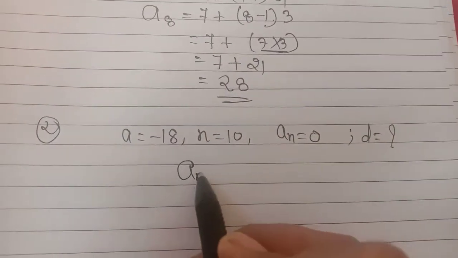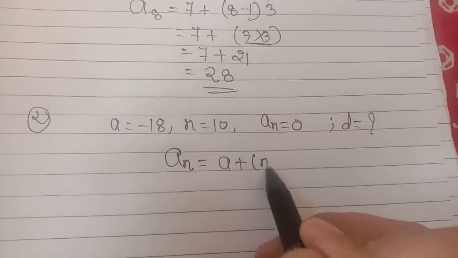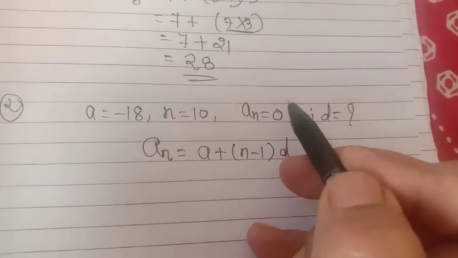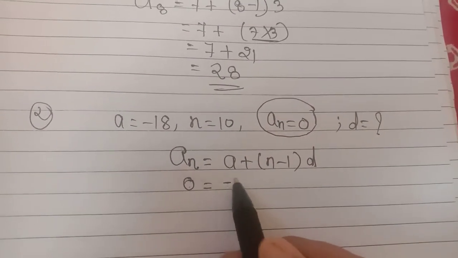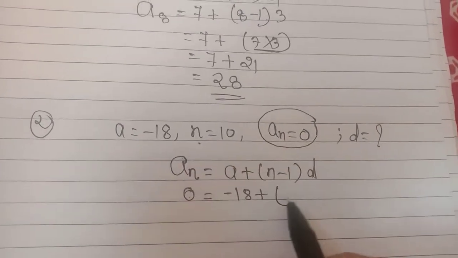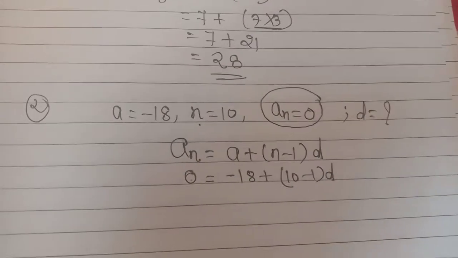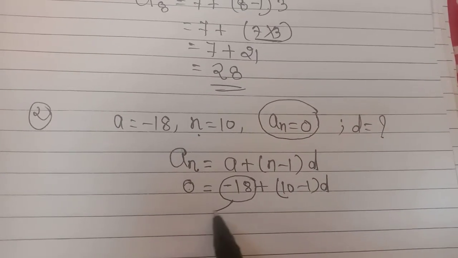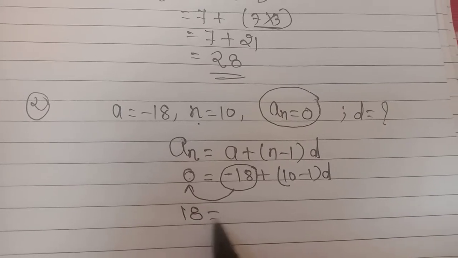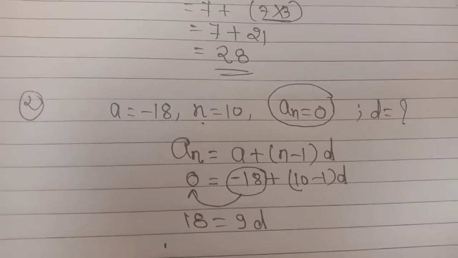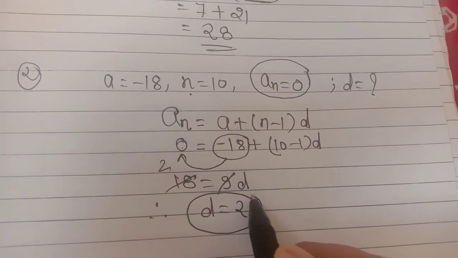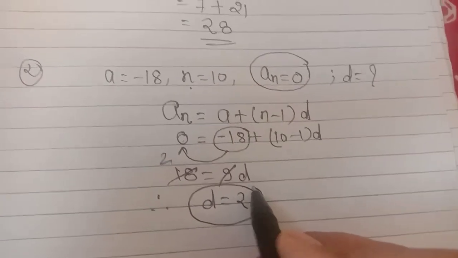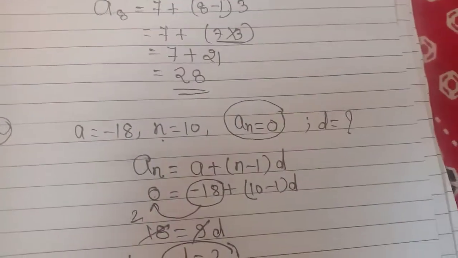No doubt, write down the general term formula: An is equal to A plus n minus 1 into D. Now the value of An is given as what? 0. So put here 0. Then the value of A is minus 18 plus N is given 10, so 10 minus 1 into D. What you have to do, simply we have to just transfer minus 18 towards the left side. It will be 18 is equal to 9D. Therefore 9 2s are 18. We got the value of D as equal to 2. So by this way we have to follow the procedure and find out the missing term in the general term formula.